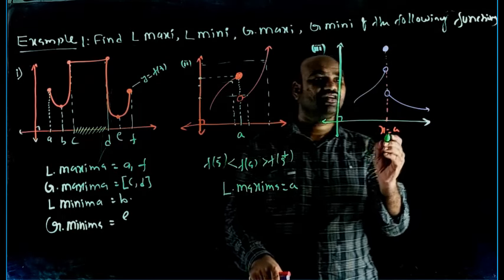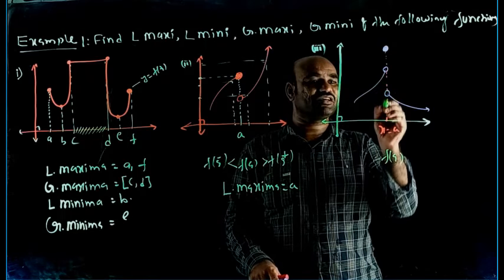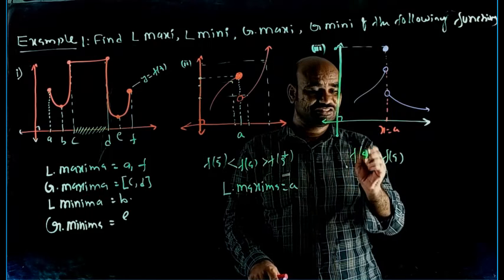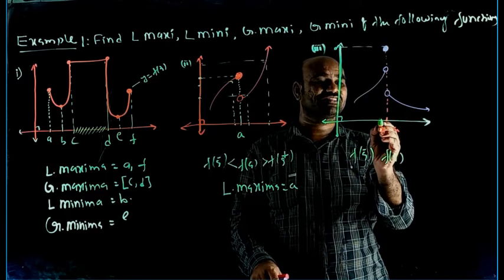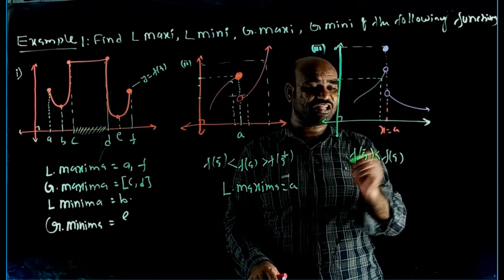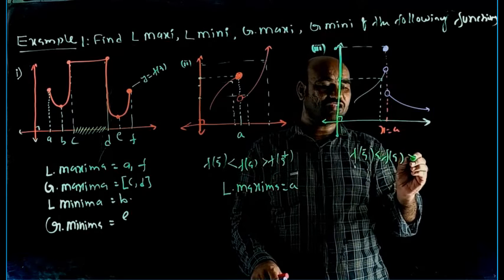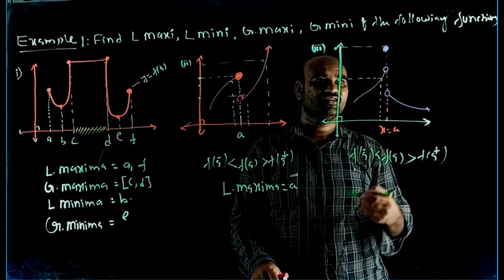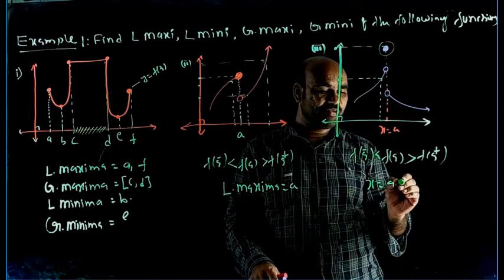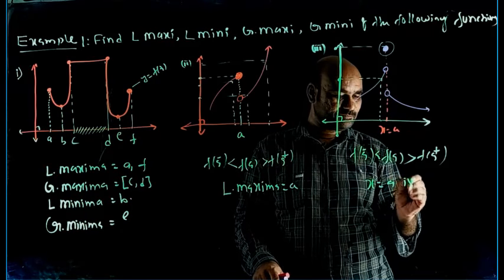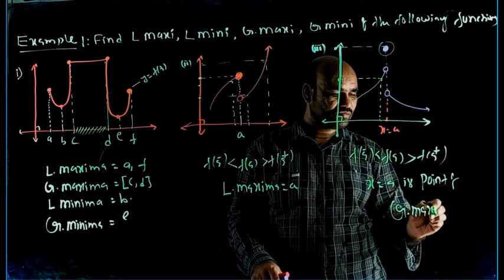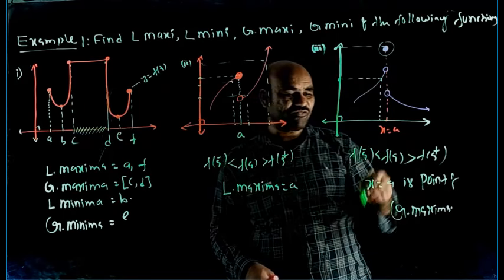So here, f of A means here. f of A minus is here. So f of A is greater than f of A minus and also greater than f of A plus. So what happened? Global maxima. So x is equal to A is said to be the point of global maxima. But the maximum value is f of A.